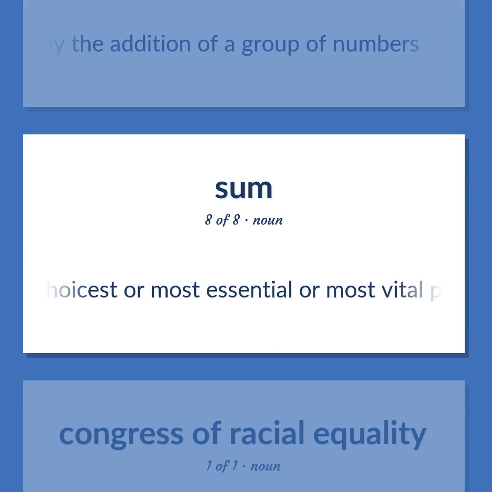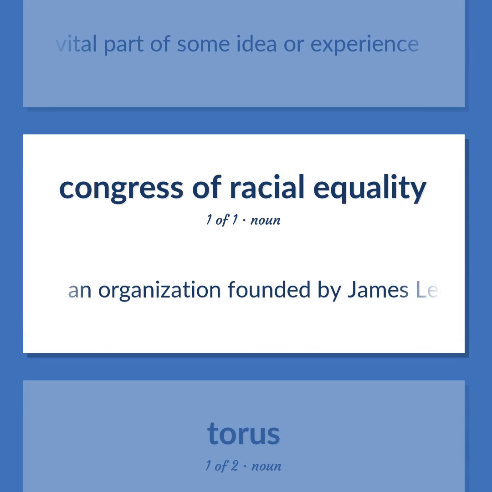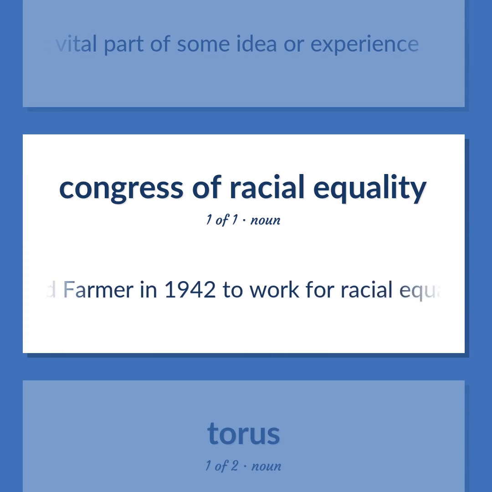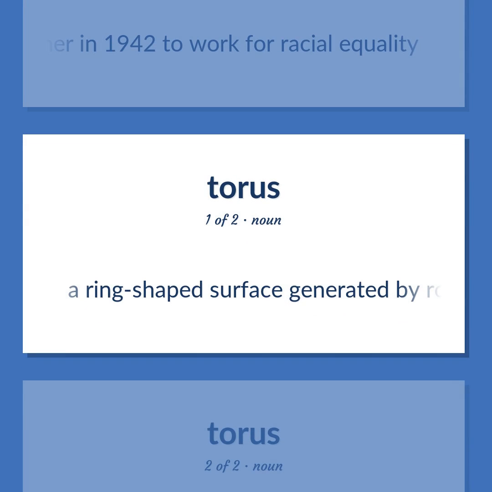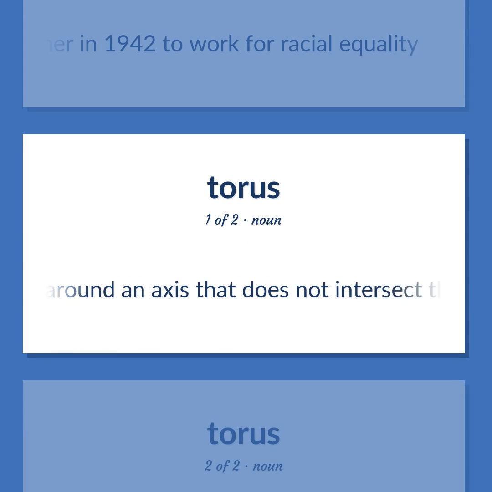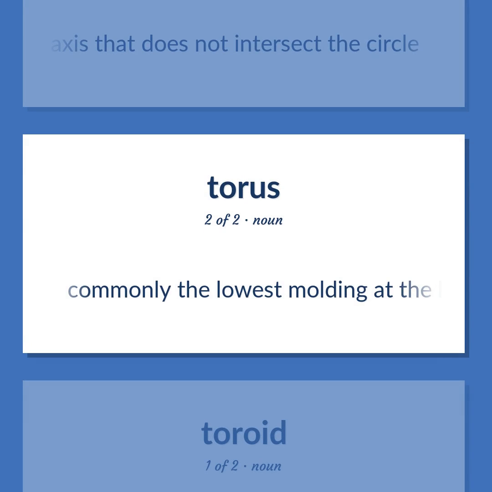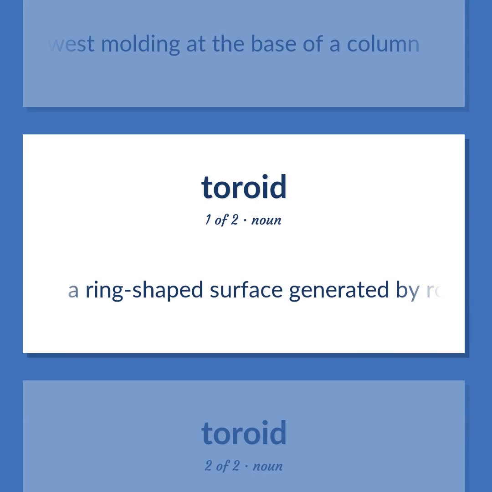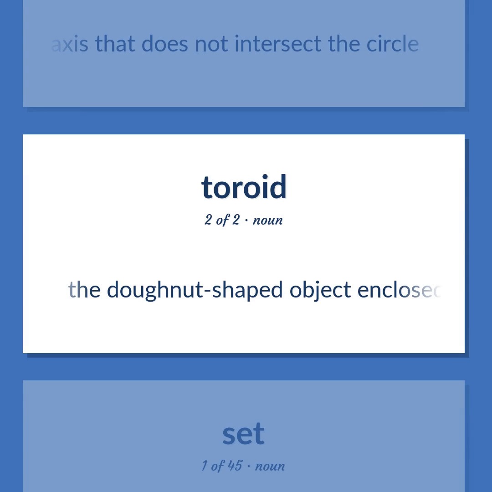The choicest or most essential or most vital part of some idea or experience. An organization founded by James Leonard Farmer in 1942 to work for racial equality. A ring-shaped surface generated by rotating a circle around an axis that does not intersect the circle. Commonly the lowest molding at the base of a column. The donut-shaped object enclosed by a torus.